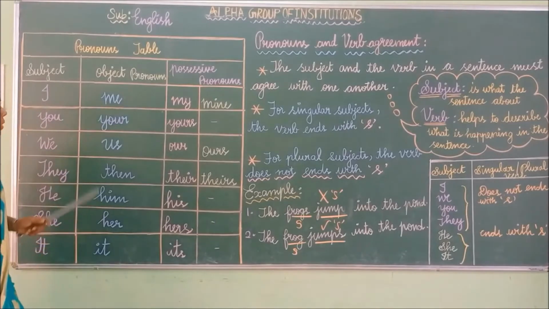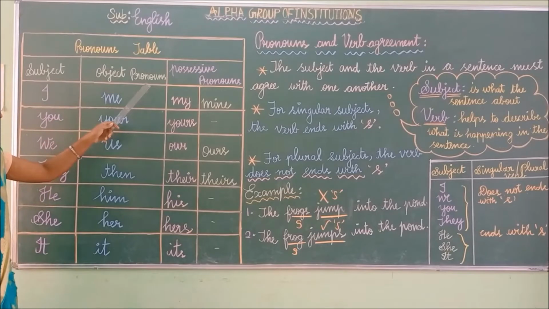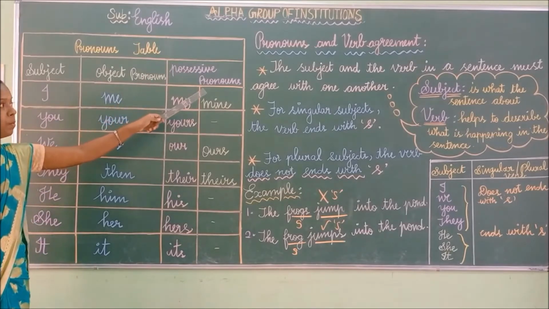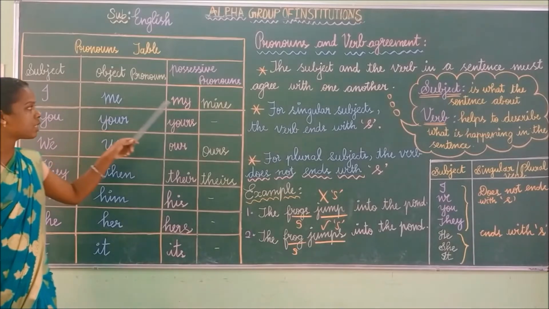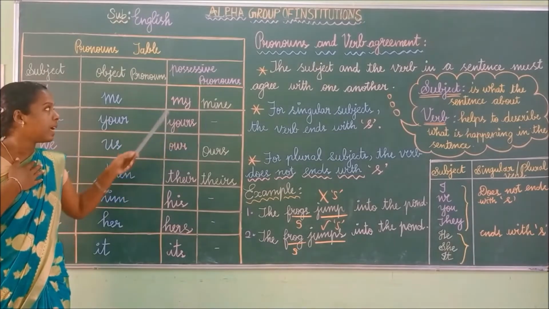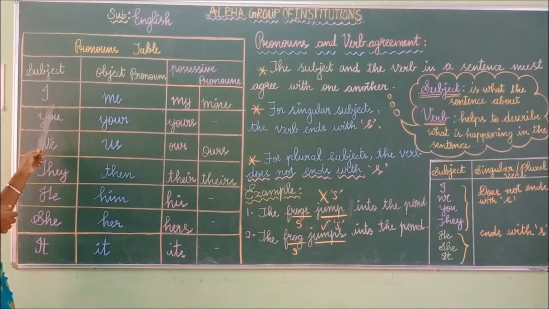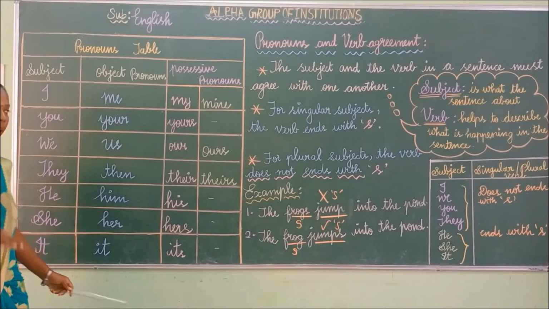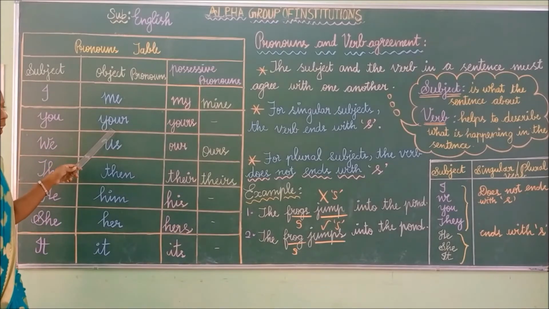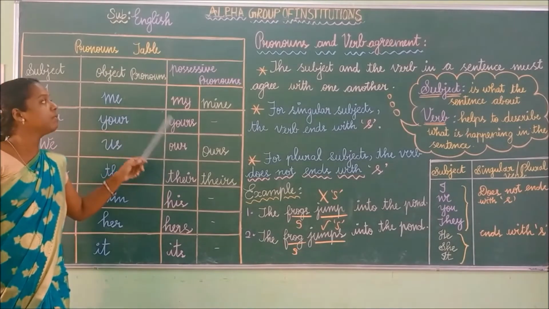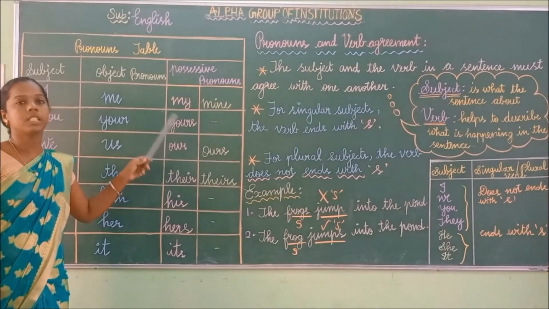Look at the pronoun table. These are subject pronouns, these are object pronouns, these are possessive pronouns. Subject "I", object pronoun "me". The possessive form of "I" is "my" or "mine". "You" changes into the object pronoun "you" and the possessive pronoun of "you" is "yours".